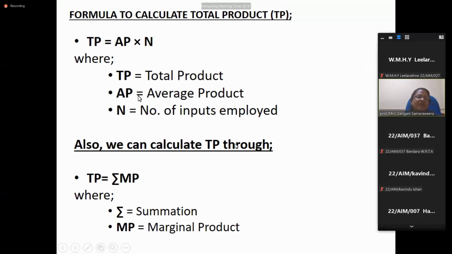The way we did it before, we can do again to calculate total product. Here also, is it clear to you all how to calculate total product by using average product, and how to calculate total product by using marginal product? The same way we used before. Clear?